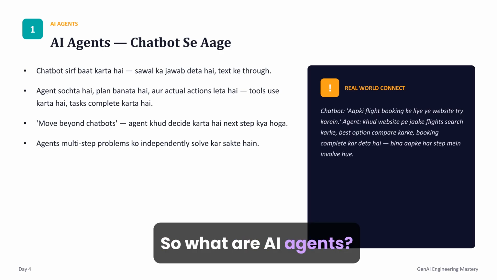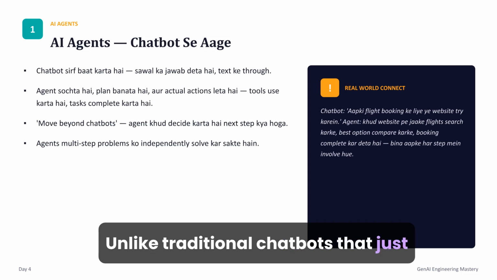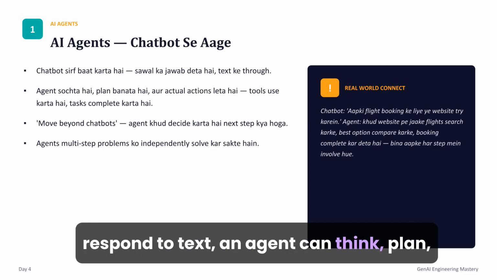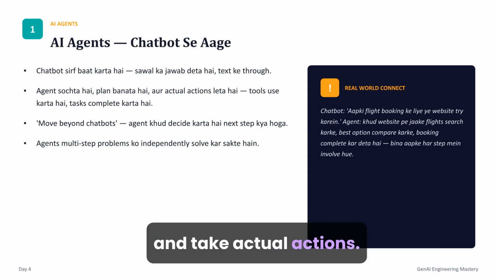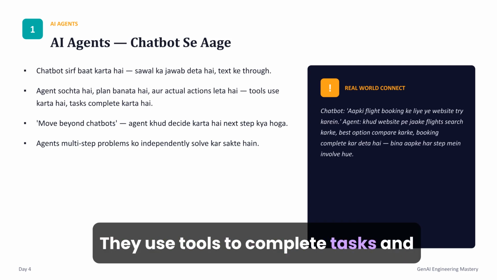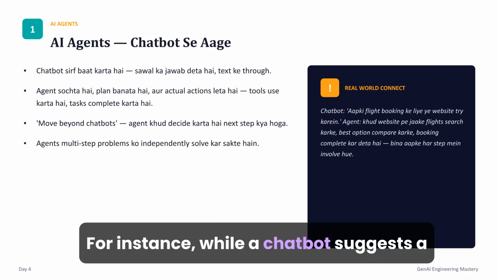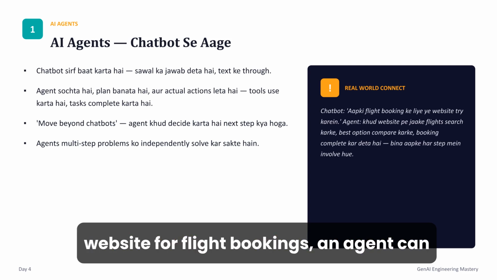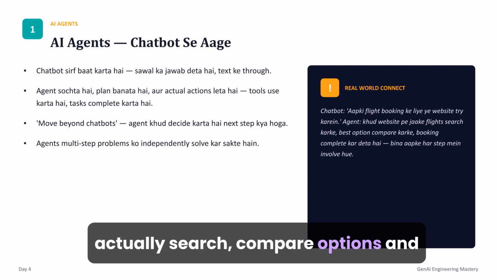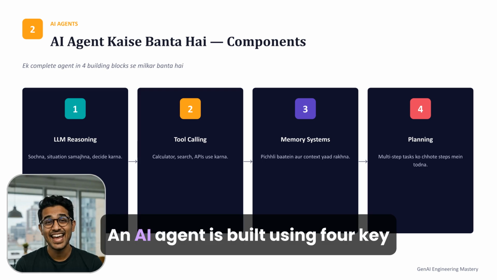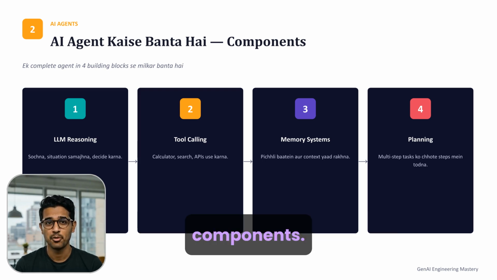So what are AI agents? Unlike traditional chatbots that just respond to text, an agent can think, plan, and take actual actions. They use tools to complete tasks and independently solve multi-step problems. For instance, while a chatbot suggests a website for flight bookings, an agent can actually search, compare options, and complete the booking for you. An AI agent is built using 4 key components.